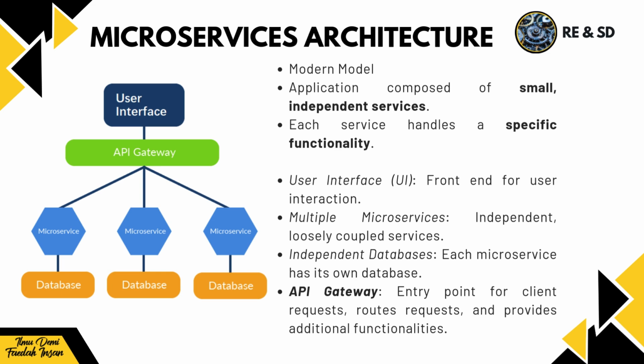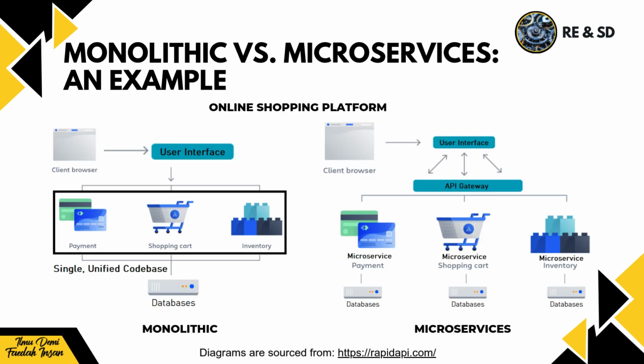Additionally, we see an API gateway, which acts as an entry point for client requests, routing them to the appropriate microservice and providing functionalities like rate limiting and load balancing. To better understand these architectures, let's consider an online shopping platform.